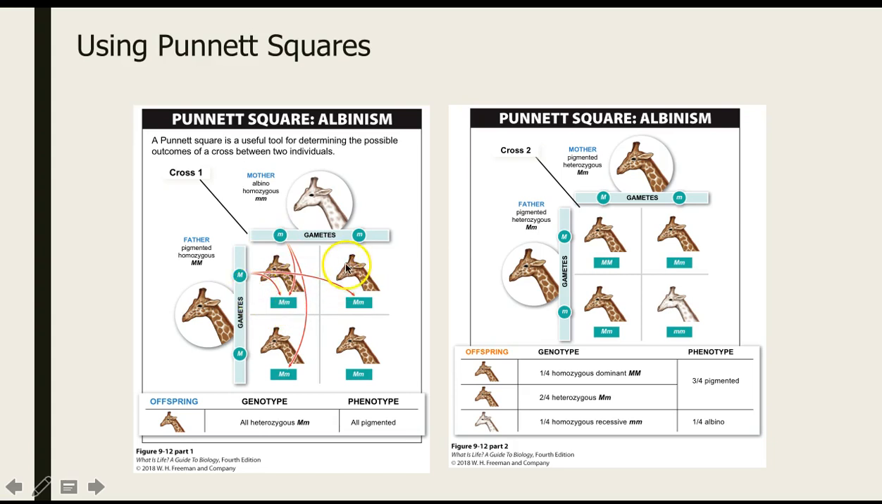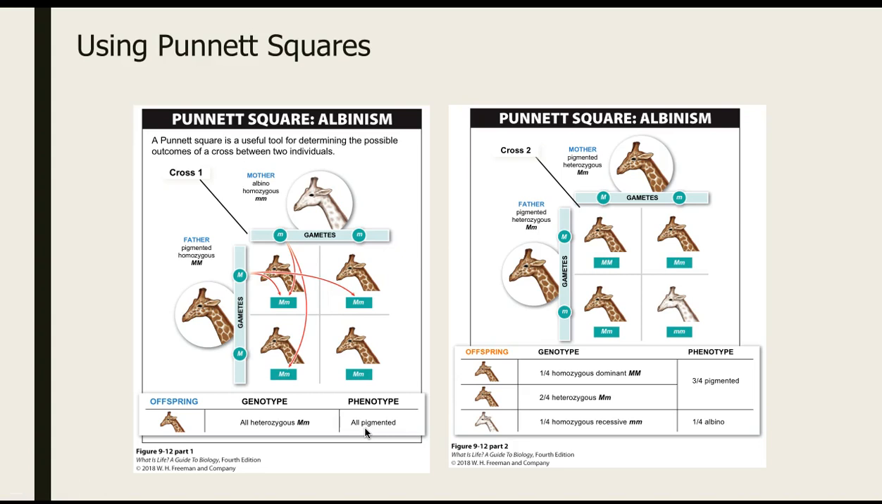And in fact, if you did that for all of the boxes in this Punnett square, you would get 100% of them being heterozygous. That's the genotype. 100%, or all of them, are heterozygous. The phenotype is all pigmented, all having melanin. So 100% is the way I would say that. 100% of the phenotype is melanin.